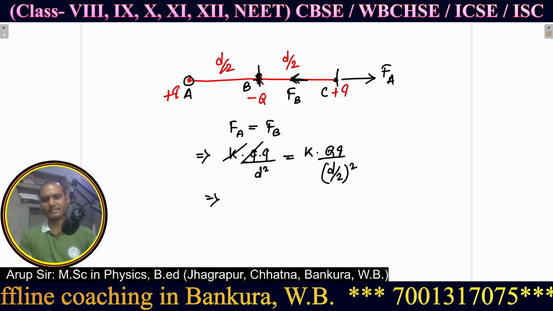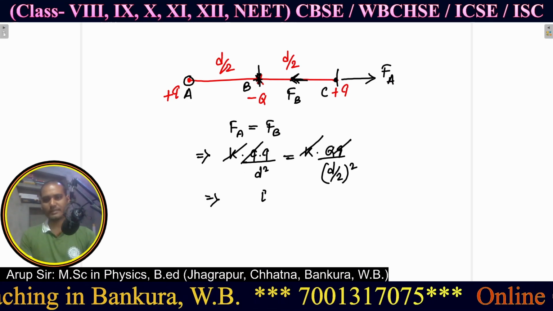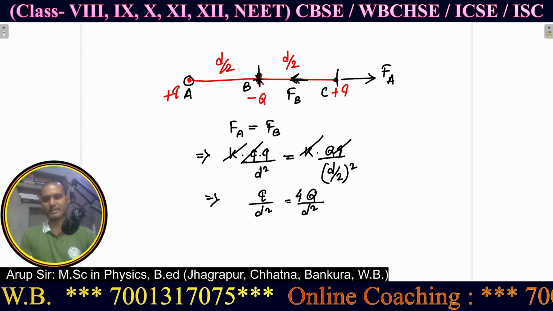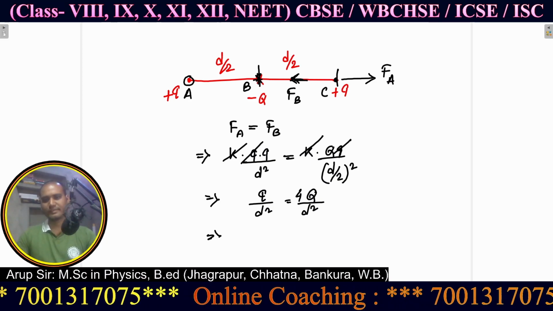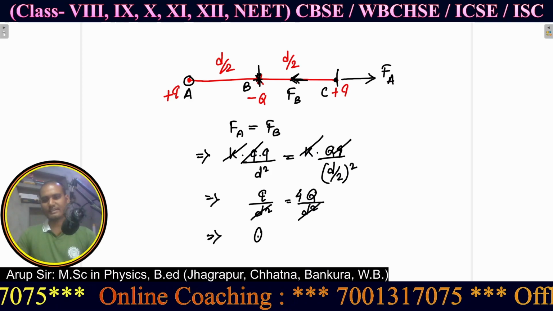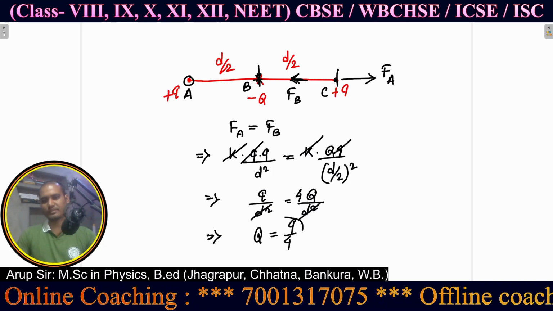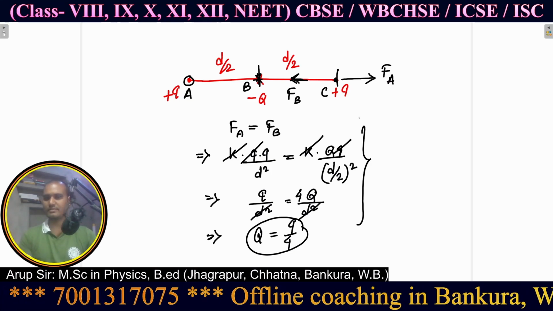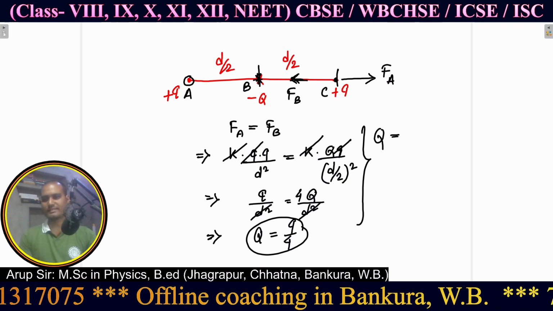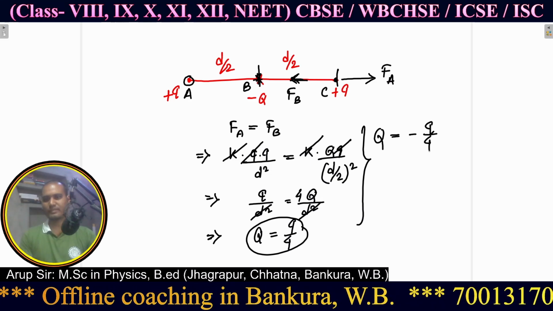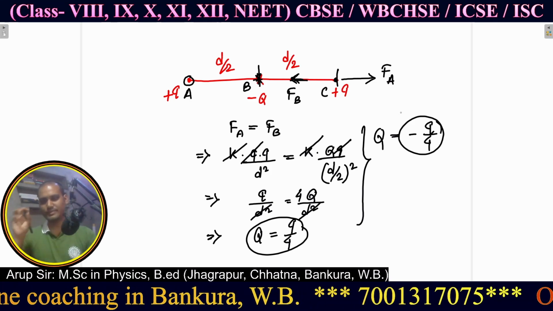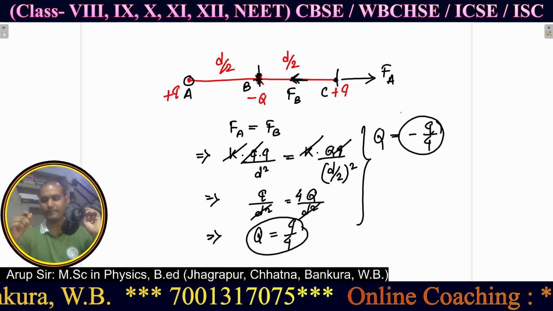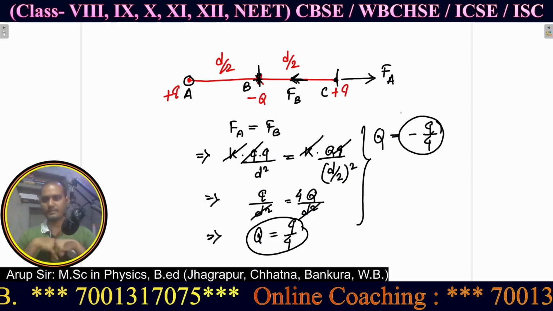After cancelling K and q, what I am getting is q by d square equals Q by d square by 4. So I can write 4 in the numerator. Now d square will cancel and Q will come out as q by 4. This is the value, not with sign, because we know the nature of the charge was negative. So what is the actual answer? That is minus q by 4. This is the amount of charge that should be placed in between them at the midpoint, obviously, so that the whole system will be in equilibrium, right?